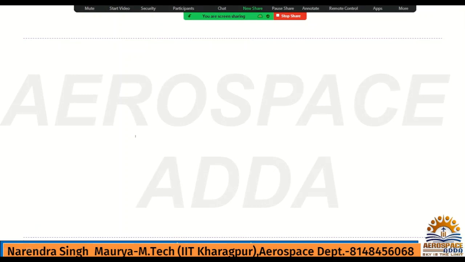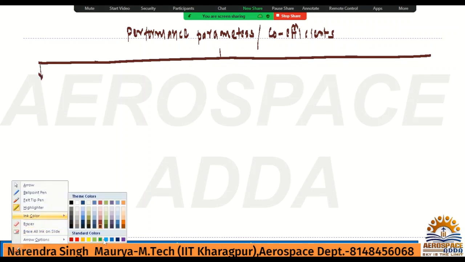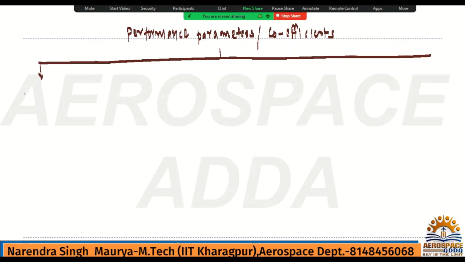Now we have the performance coefficients, also called performance parameters. Basically these are coefficients, and one by one I will write them. The first is the flow coefficient, denoted by phi.